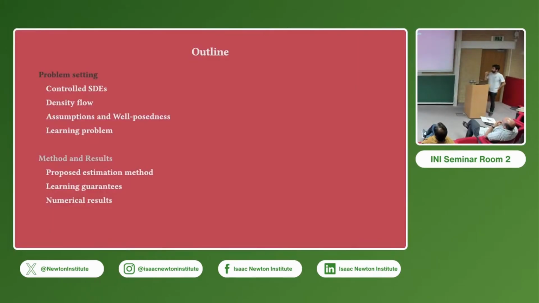Okay, so now let's define the problem more mathematically. Here's the outline of my presentation. I will start by defining the model and the learning problem we want to tackle. And then I will describe the method we proposed and the results we obtained, both theoretical and experimental. By theoretical, I mean learning guarantees.